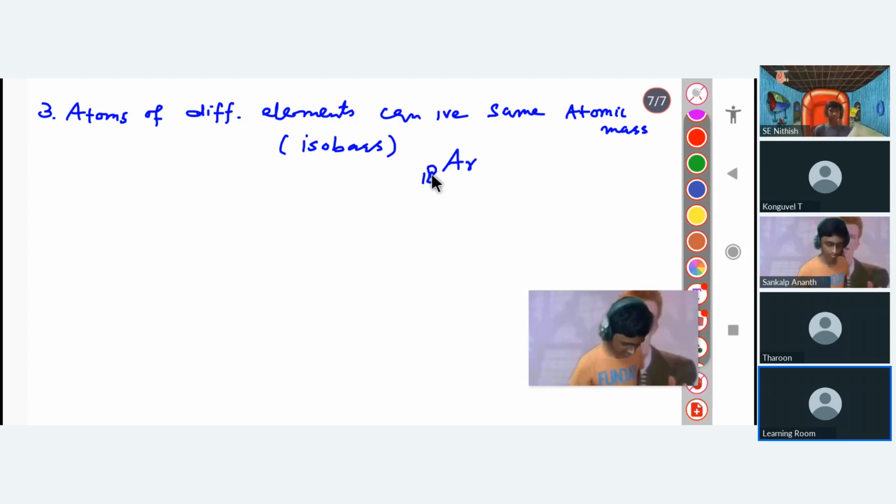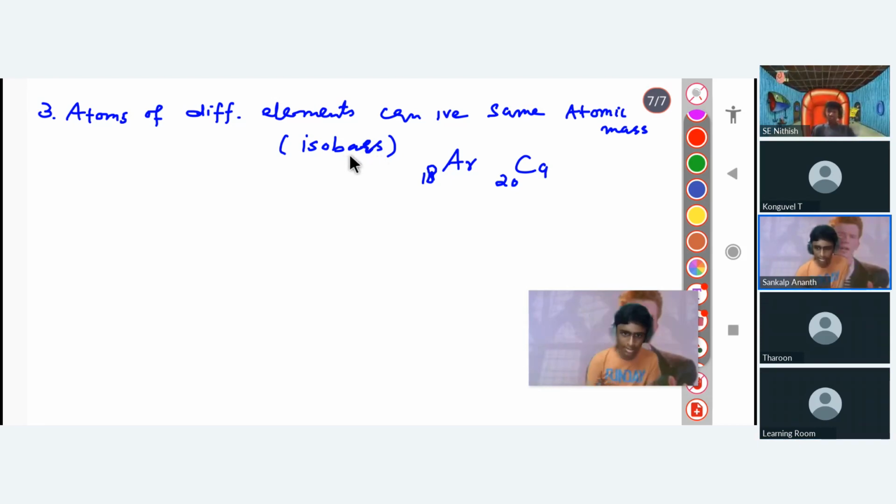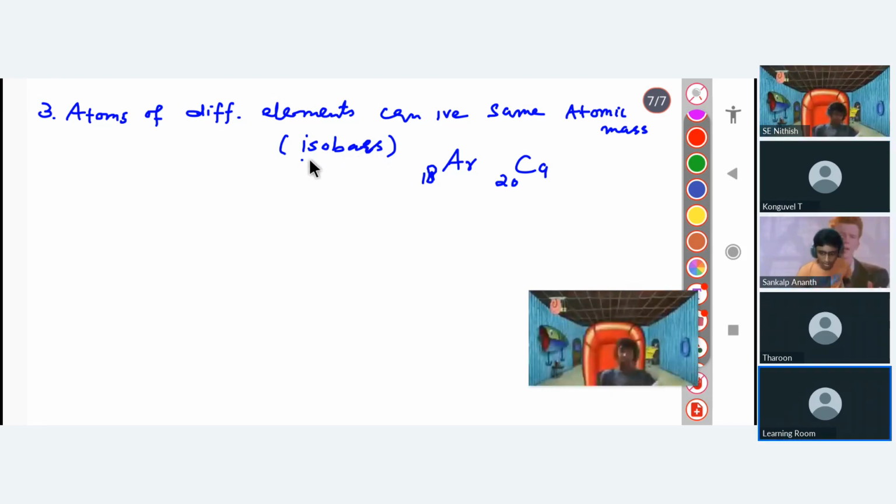So actually isobars, they are atoms of different elements. For example, argon, calcium. Is it isobars or isobars? It is bars. No problem, we have to study in this unit. Why are you worried? We have to study ahead in detail. First, we are just studying the postulates. Then we have to study separately these isotopes, isobars, isotones. We will study them in detail. Not to worry.